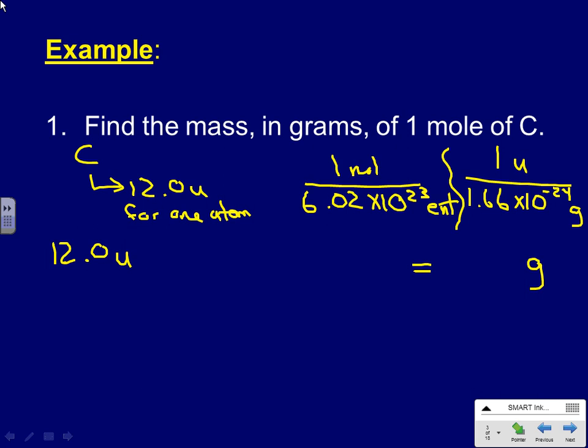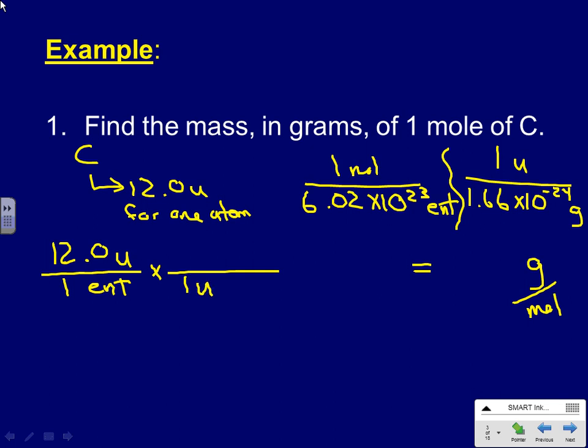This is U per 1 entity. Can I manipulate these conversion factors to get me a unit of grams per mole? Let's take a look at the U here. Do I have a conversion factor that has a U in it? Where do you think I'm going to have to put that U if I want to get rid of it? Where's the U going to have to go in my conversion factor if I want to get rid of it? Brendan? In the bottom, right?